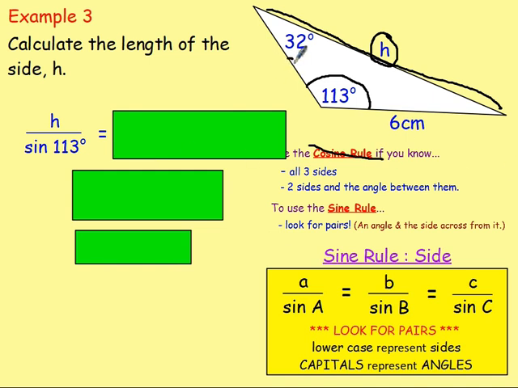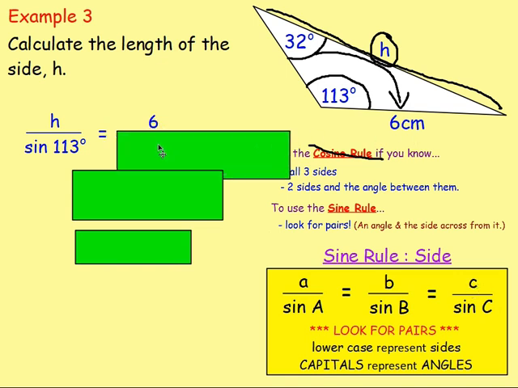What other pair can we use? Well, we've got this 32 degrees and we've got this 6 centimetres across from it. So that will be the pair. What goes on top? The side. It is the side, yes. Look at the formula. You can see the lowercase letters represent the sides. The side is on top. So 6 goes on top. And then it's sine over angle on the bottom. Good. So it's going to be sine 32.